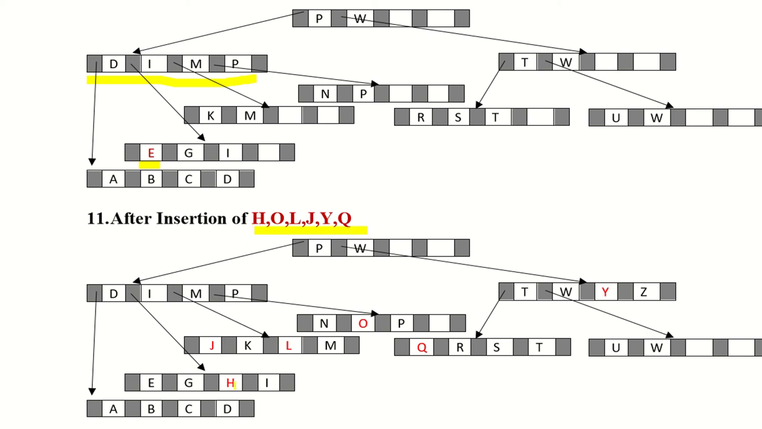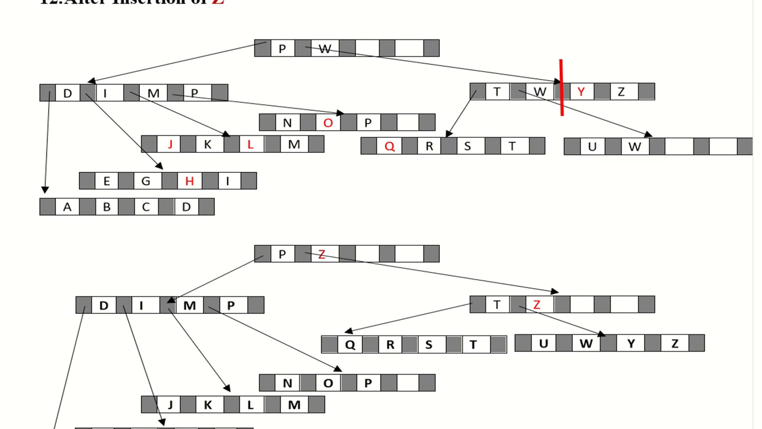For H, we go here, it is already available, so H is inserted. Next for O, again it is available, then L, then Y, where is Y? Y, and then for Q, it is already available. The next one is inserting Z. For inserting Z, here it is already available, but once we insert Z, it again needs splitting up the nodes. Because of that, we split up the nodes into two, that is TW and YZ.